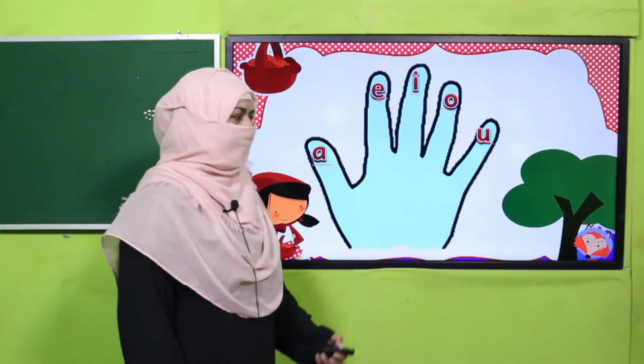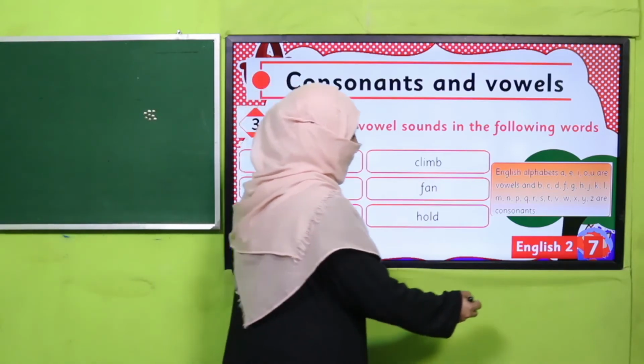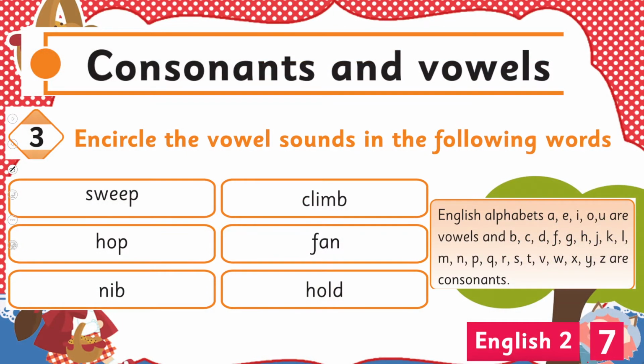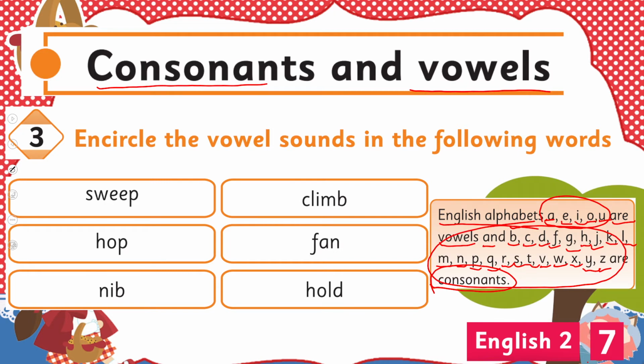Are you clear? Okay. So let's practice it from your book. It's on page number 7. All of you open your book on page number 7. Consonants and vowels. Here it's written, English alphabets A, E, I, O, U are vowels and B, C, D, F, G, H, J, K, L, M, N, P, Q, R, S, T, V, W, X, Y, Z are consonants. A, E, I, O, U, these are vowels and the rest are consonants. This is how we recognize them.